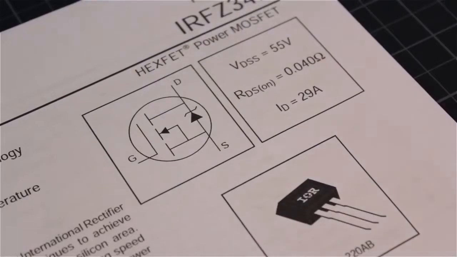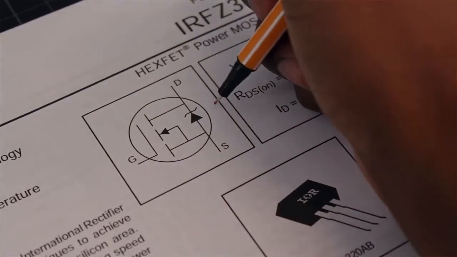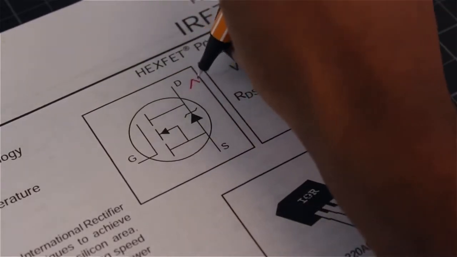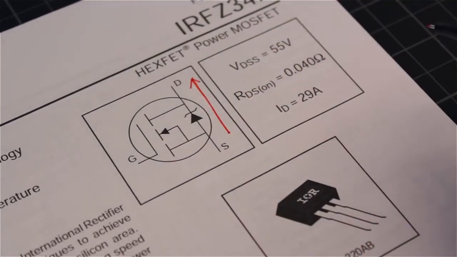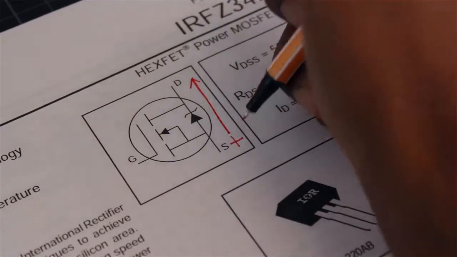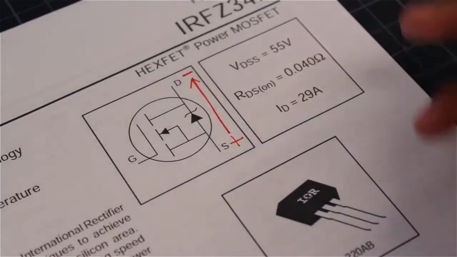Now, up at the top, we can see the symbol for our MOSFET. Now, take a look at this diode going from the source to the drain. The diode is important because it tells us which way to use our MOSFET. Current can flow this way. If we put a positive voltage at the source and have a negative one at the drain, then the current will sink from the source to the drain, through the diode, obviously.